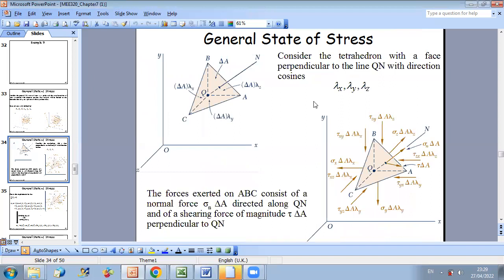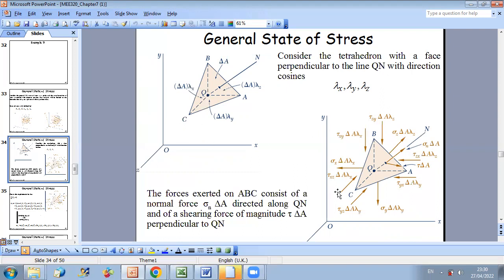The approach is similar to what we did in case of plane stress. So the idea first is to take a certain element, and here we consider the tetrahedron element with a face perpendicular to line QN with direction cosines lambda x, lambda y, lambda z. And then we want to determine what will be sigma normal if we know the state of stress at point Q in plane X, Y, and Z.